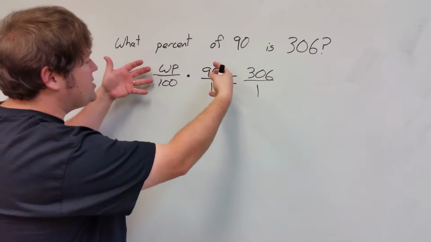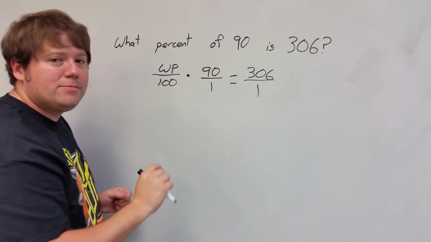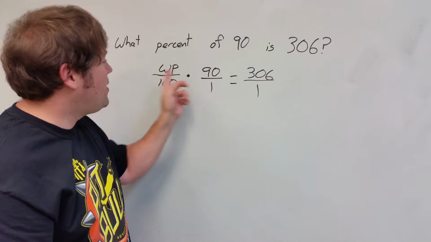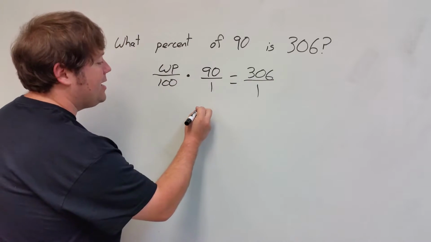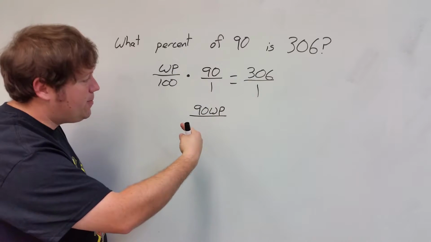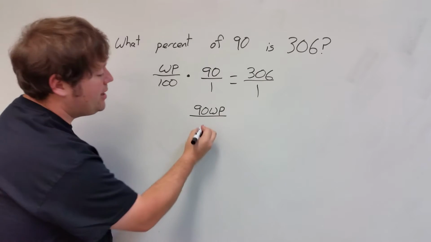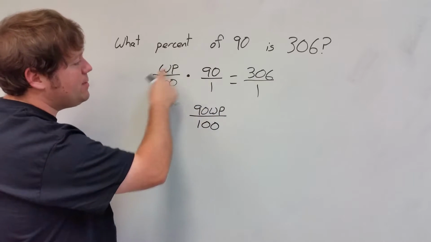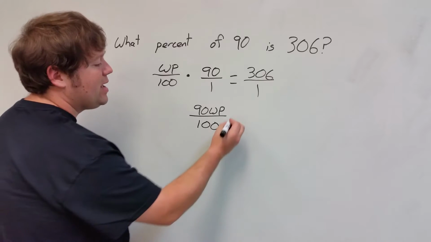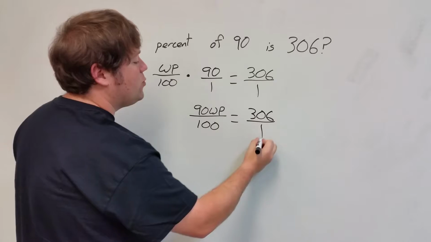What we can actually do is multiply both of these fractions together. It'll be the variable times 90. So just like if I did 2 times x, I would get 2x. Here I'm doing 90 times WP. I get 90 WP over, and then on the bottom part of our fractions here, the denominator, we've got 100 times 1, and that's just 100. So we simplify this multiplication problem to 90 WP over 100, and that equals still 306 over 1.